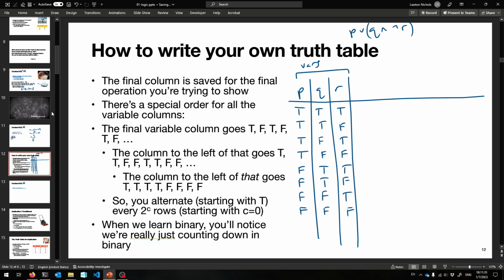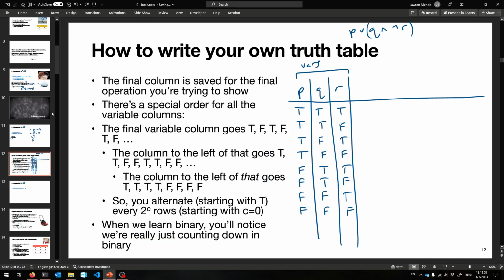Okay? So you're just alternating every 2 to the c rows, starting with c equals 0. So alternating every 1 row, every 2 rows, every 4 rows at the end. Every 1, every 2, every 4. Powers of 2. All right? So there's 8 options, right? P, Q, and R could each be true or false. So it's 2 to the third option, so 8 total.